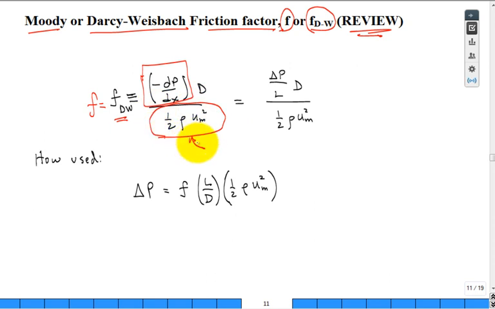All right, here's a chance if somebody's really shy. I've emphasized this before. What is the term called that's 1/2 rho u mean squared? What's that called? Dynamic pressure. Absolutely. Very good. Thank you.